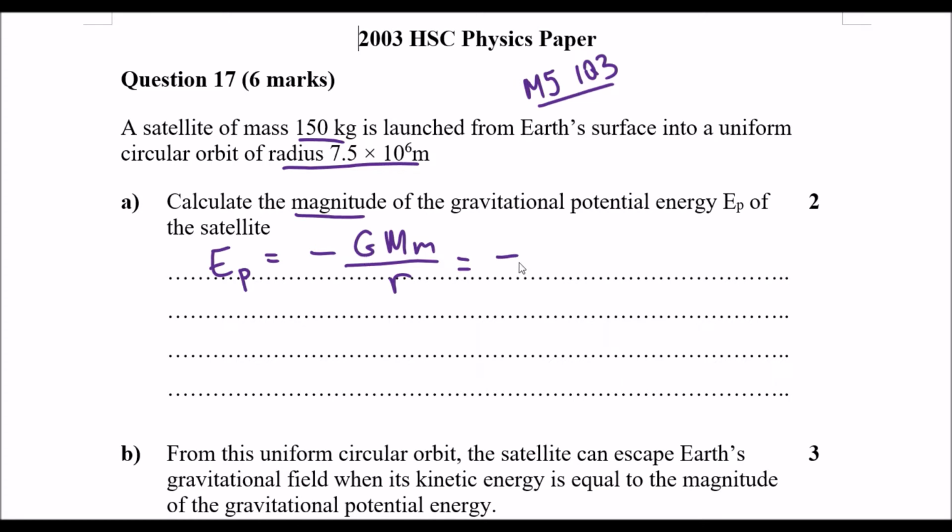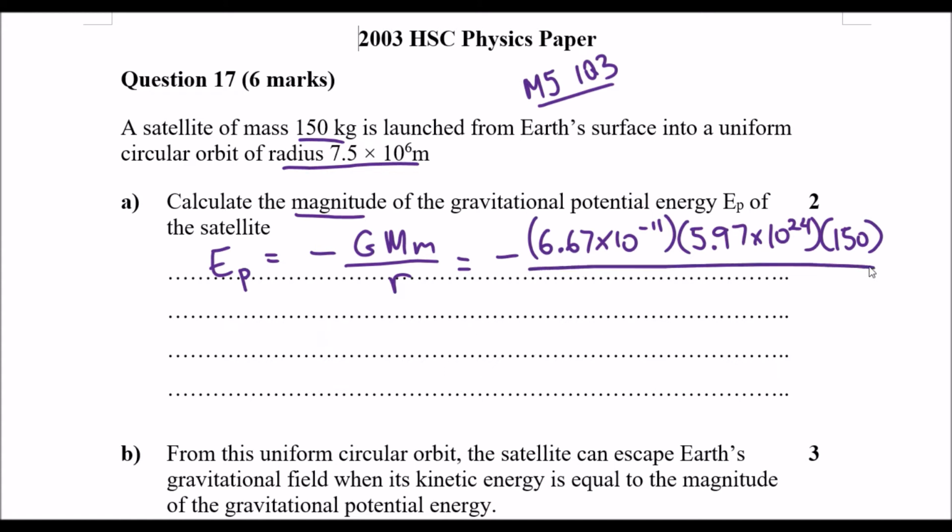The value for G is on your data sheet, so that's 6.67 times 10 to the power of minus 11 times the mass of Earth. So on your data sheet, that should be about 5.97 times 10 to the power of 24 times the mass of our particular satellite. Okay, and divide that by the distance of their particular orbit.